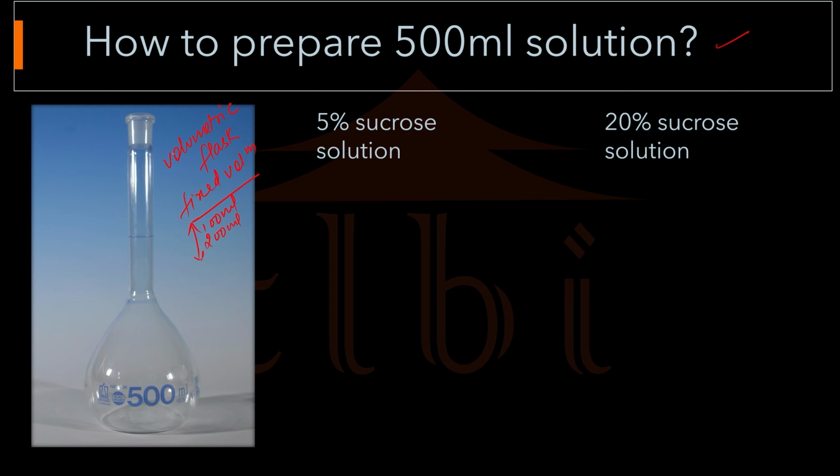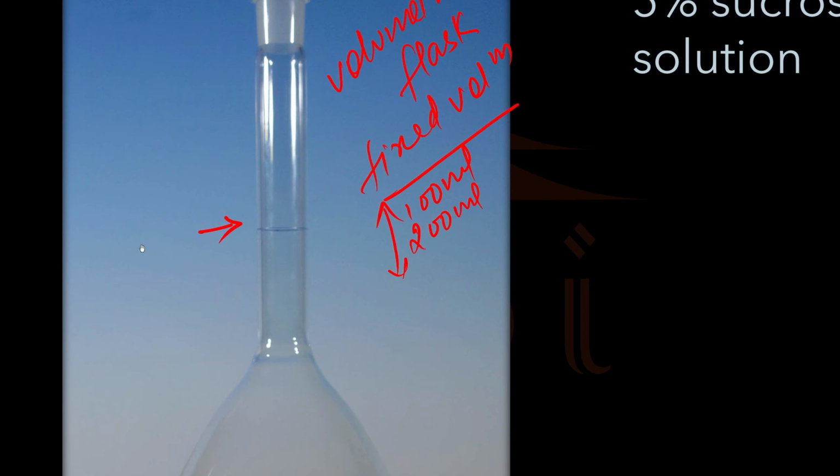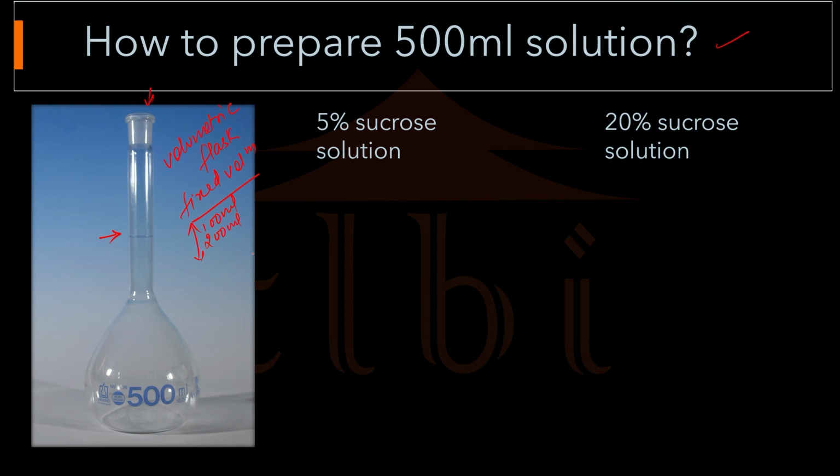Now how do we use it? So you fill solution, and you are seeing this blue line here. Let me zoom it a bit. This blue line, what you are seeing here, that is the mark up to which you have to fill to get 500 ml volume, right? Okay, so we have to prepare 5% sucrose solution, okay? Now how do we prepare 5% weight by volume of sucrose solution?